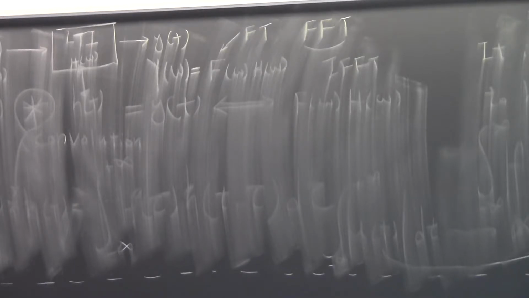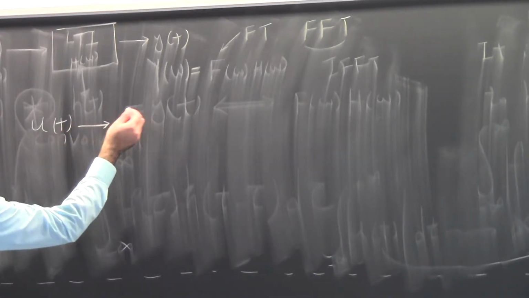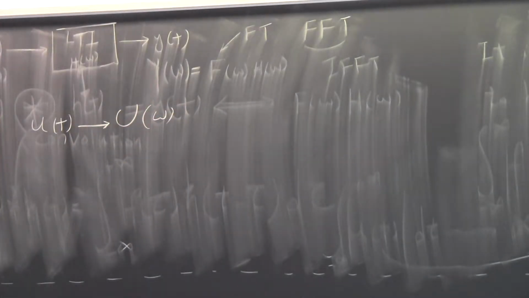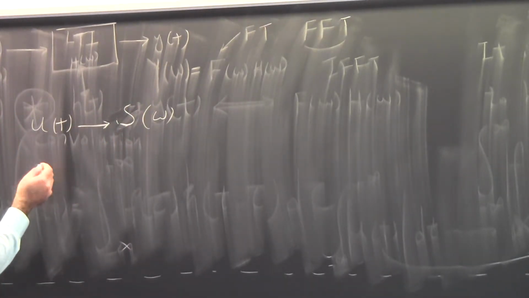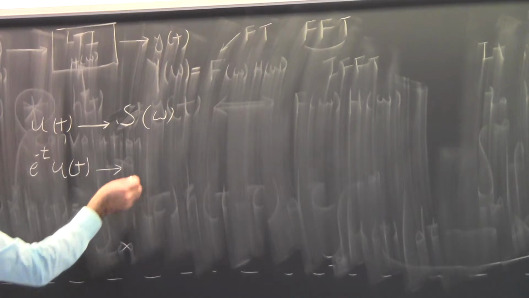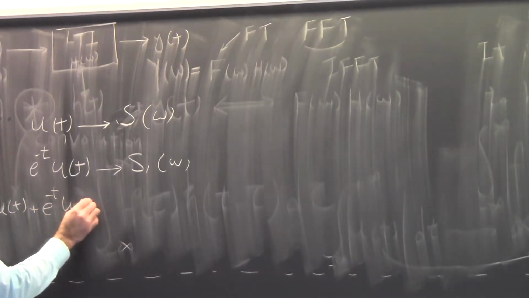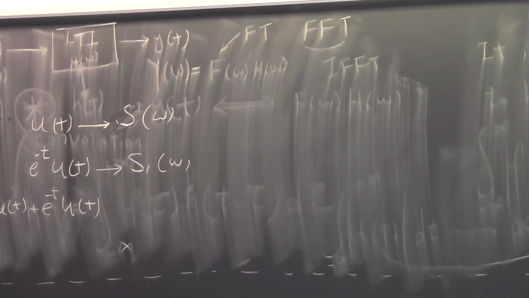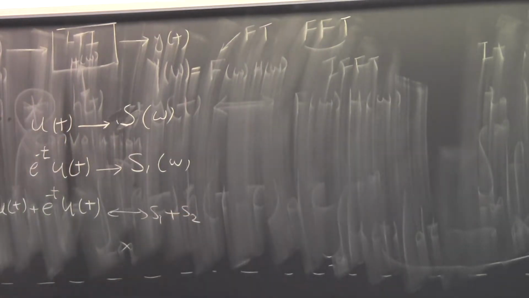For instance, if you learn the Fourier transform for f(t), let's call it S2(omega) for now, and the Fourier transform for e^(-t)u(t), let's call this S1(omega). If in your test you are asked to calculate the Fourier transform of this function, you don't need to repeat these steps. You can just easily say S1 plus S2. That's why we're learning these properties for the future.